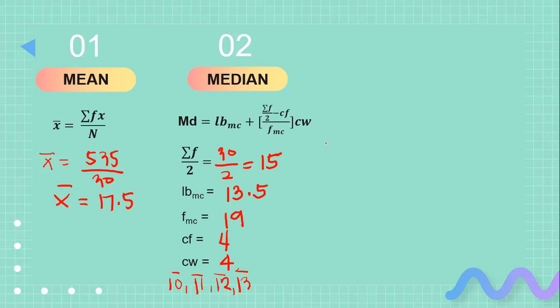Okay? Now, MD is equal to 13.5 plus ana plus the 15, okay, minus the CF is our 4, then divided by pila man class? 19. Okay. The class width is 4.